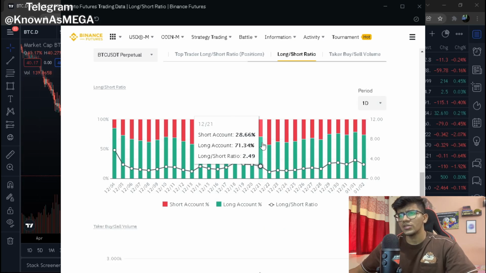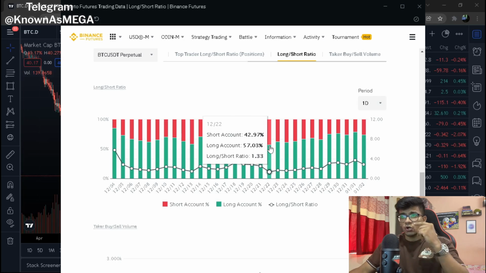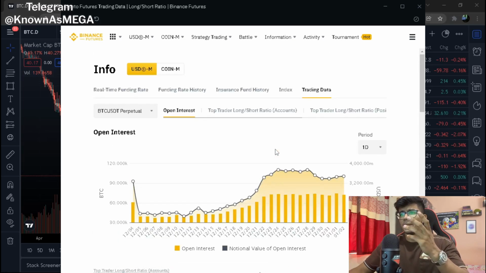the long account was 78% and 28% was short, while over here 42% went short and 57% went long, which basically tells us a lot of positions were created on the short side because shorts increased as well as the positions increased. So this is how you're supposed to read open interest, and this will give you a fair view of what the market participants are expecting.